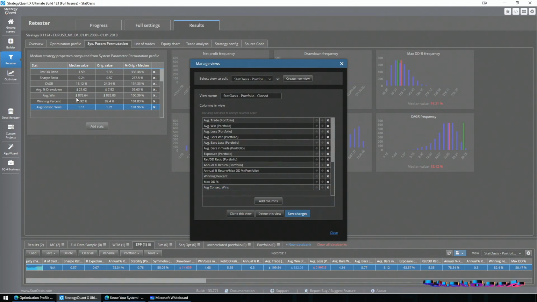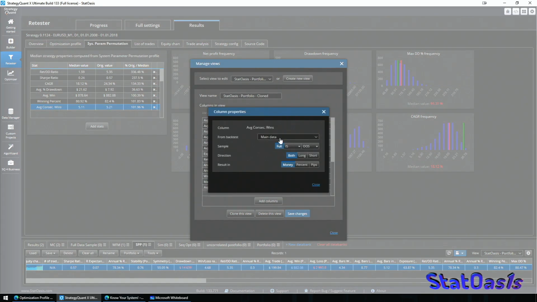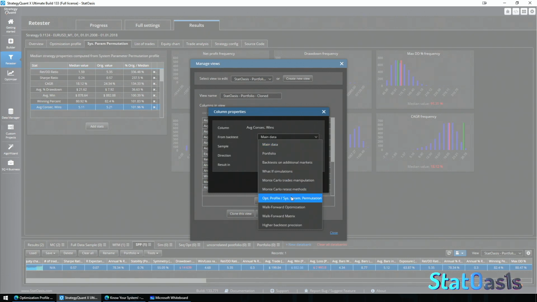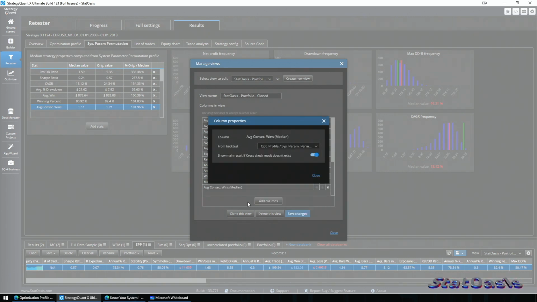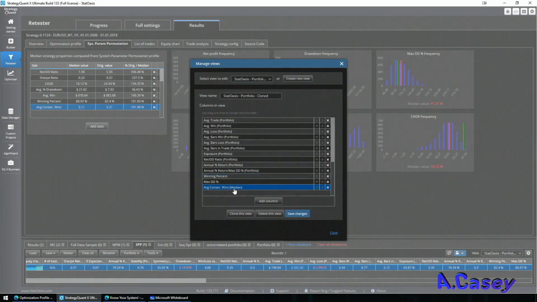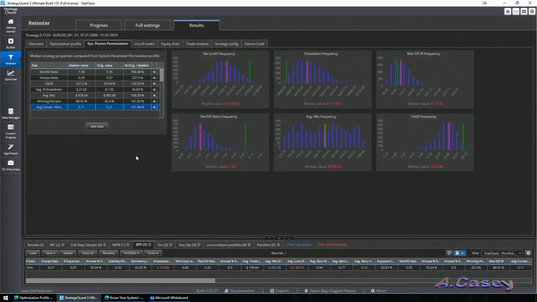Here it already knows it's SPP, and here we need to go to the main data and pick system parameter permutation. And when you pick this, it will pick the median, and you can see here is the median, but you can see it's 511, and you can see here the median value is 511. So for example, the net profit, this is the amount and the frequency, and this is the median. And we notice that our strategy is way above the median.